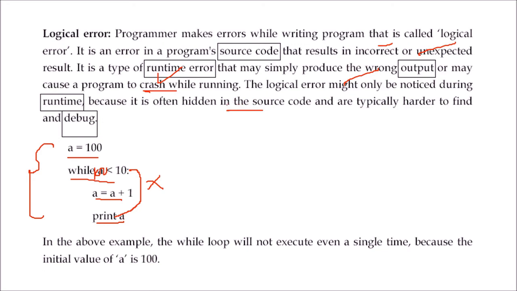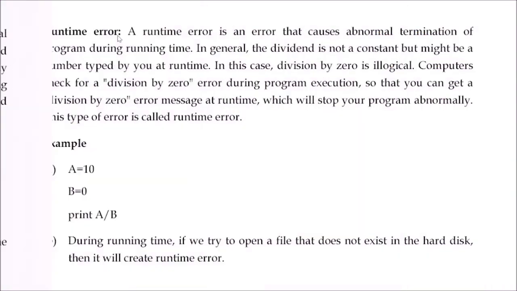This is actually the logic or the IQ or the effort the programmer or the developer has made. So you have to be very cautious about that. The next thing is runtime error. Now there is an example, say a equal to 10, b equal to 0, print a by b. So what will a by b be? A is 10, b will be 0.